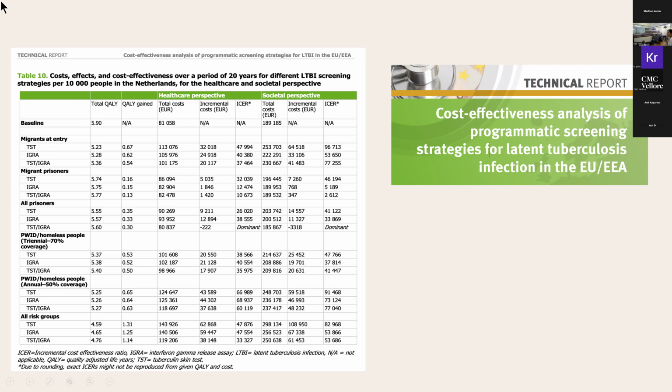So immigrants at entry, immigrants in the prison, all prisoners, homeless people, all risk groups, and they give you the total QALY gained, the cost, and the ICER. This is how ideally a health technology assessment should give its result for the cost effectiveness analysis. They've looked at the healthcare perspective and the societal perspective, and this is the table that they give. So a good HTA should actually give you this.